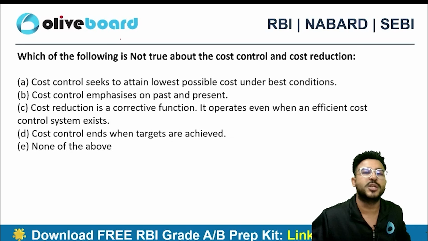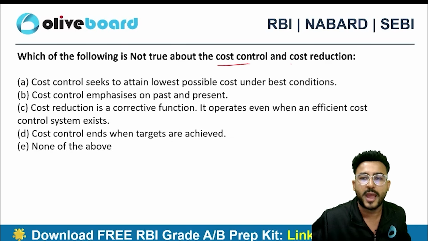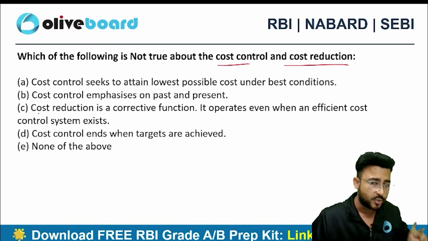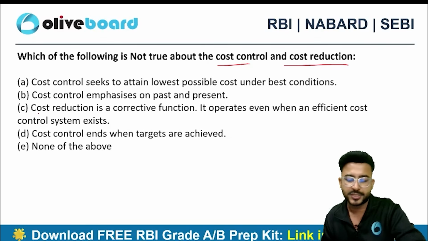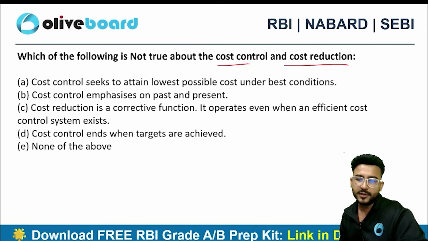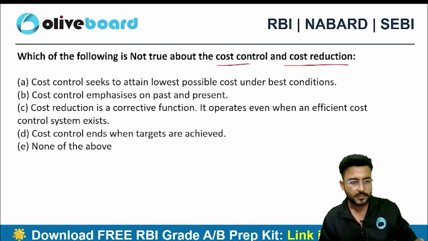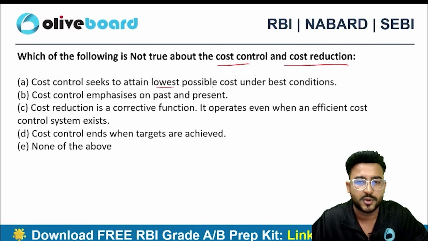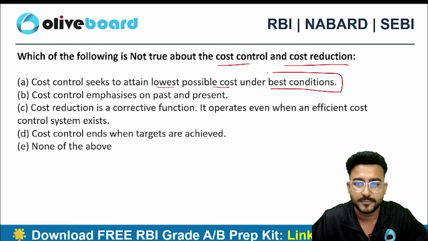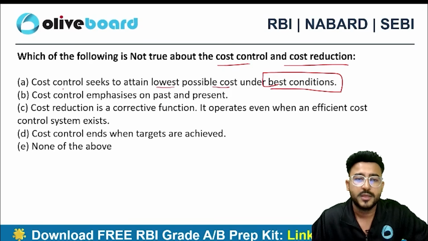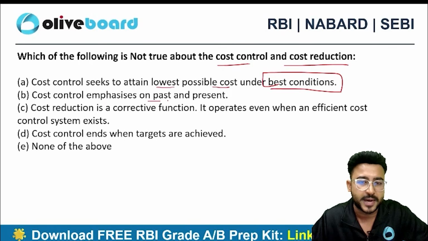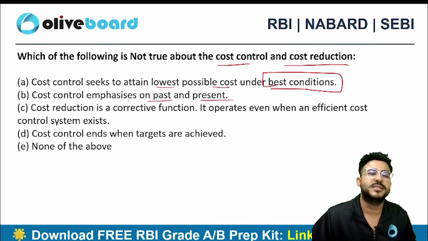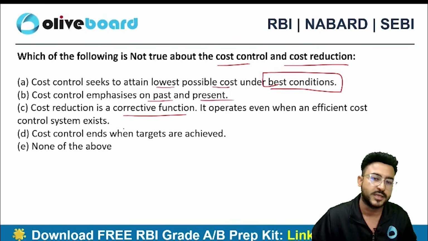Which of the following is not true about cost control and cost reduction? There are two terms, cost control and cost reduction. I'll tell you the difference also after some questions. Option A, cost control seeks to attain lowest possible cost under best condition. Option B, cost control emphasizes on the past and present. Option C, cost reduction is a corrective function.